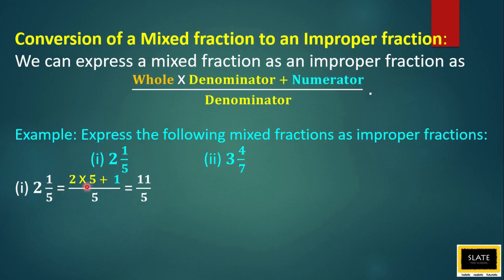2 5s 10. First always multiplication. 2 5s 10. 10 plus 1, 11. So answer is what? 11 by 5. 2 1 by 5 is nothing but how much? 11 by 5. See the next one.